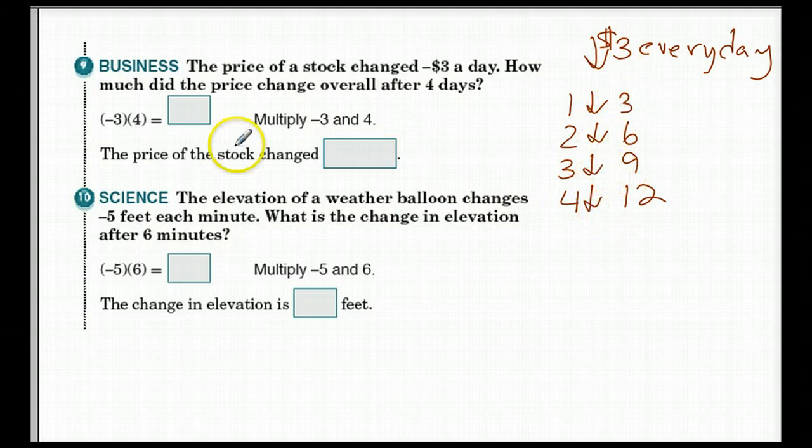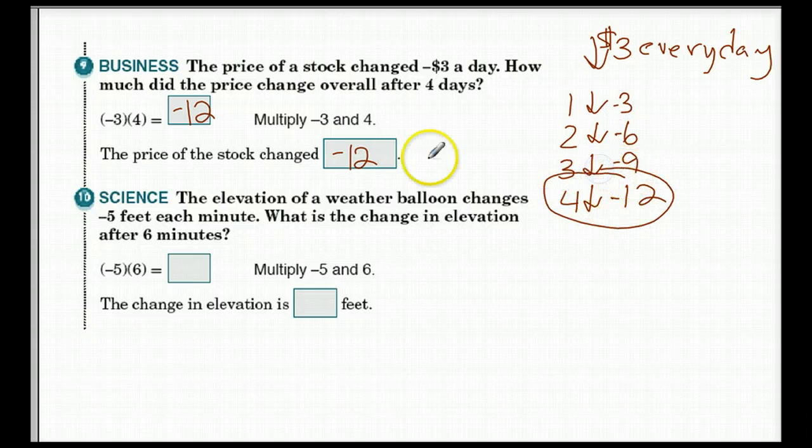What's an easier way to do this? Well, we can multiply negative 3 times 4. What do we get? We get negative 12. The price of the stock changed negative 12. And over here, what do we have? Of course, these would all be negative. This would also be on day 4, negative $12, we can say.